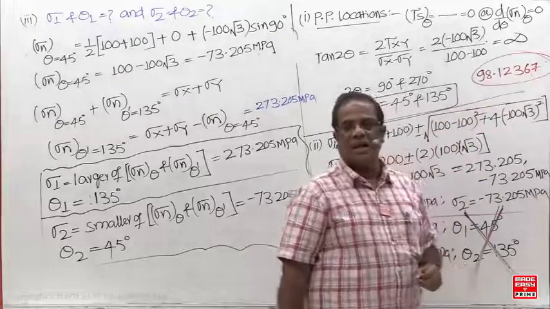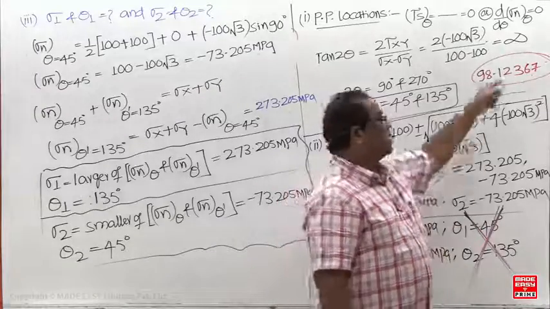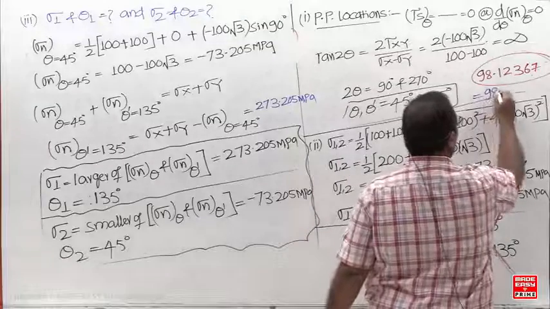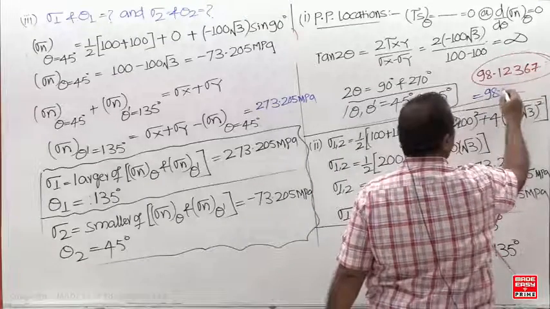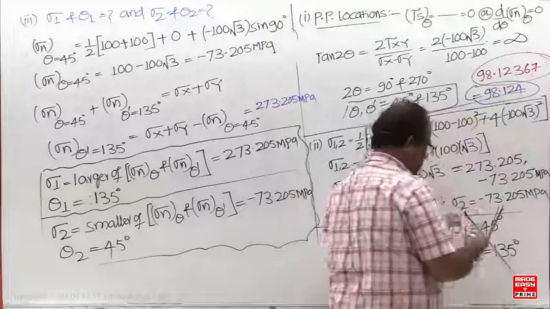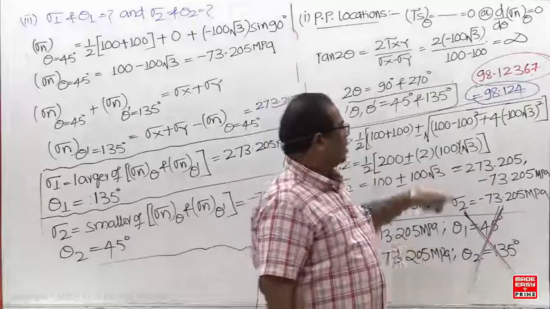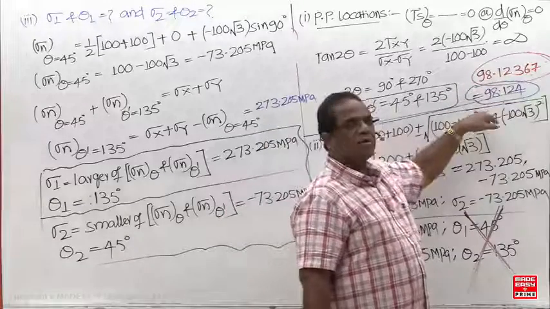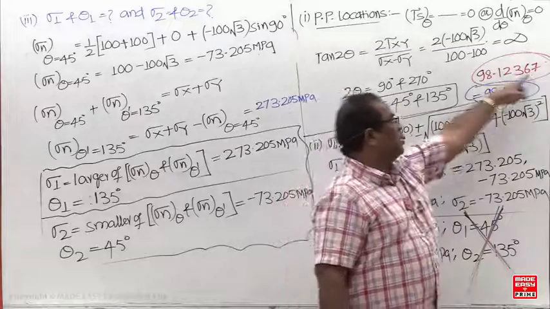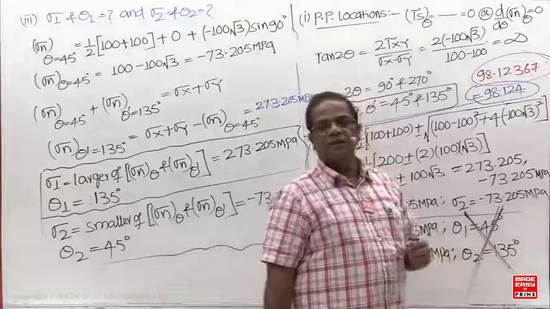98.12367 is your calculated value. But the question asks to round off to the third decimal. What do you have to do? If the next digit is more than 0.5, then you have to go up by 1 to the previous digit. So I have to teach this also now. Your calculated value is this, but the question asks to round off up to the third decimal. Since the remainder is more than 0.5, automatically this value will be 98.124.